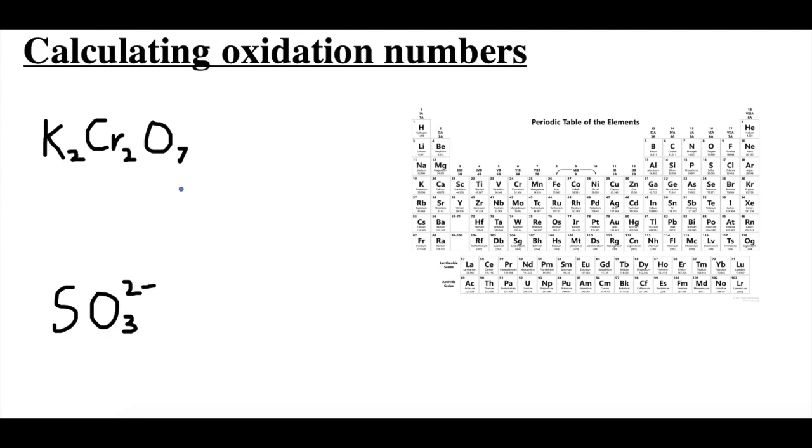In this video, we will calculate oxidation numbers for two different molecules given as examples. One is a neutral compound and the other is a polyatomic ion.